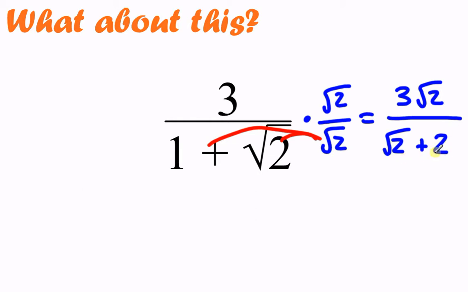The 2 is good, but now the 1 became a square root of 2. It's still got the same issue. So this wasn't wrong, it's just not going to help us. So let's erase that and we'll start over here.